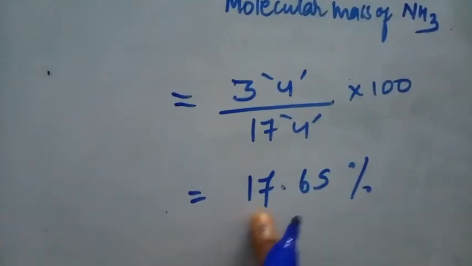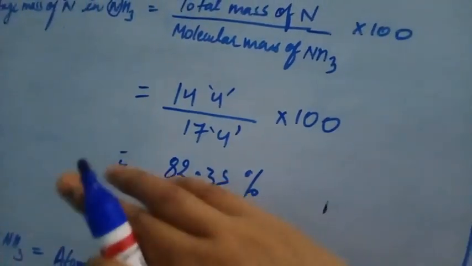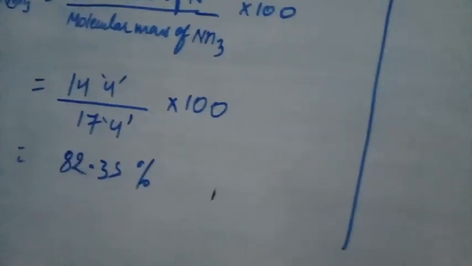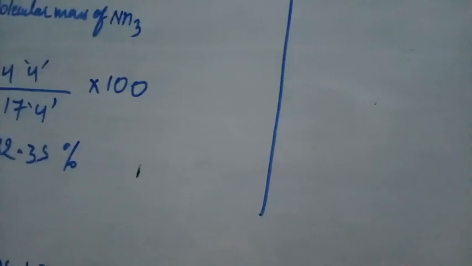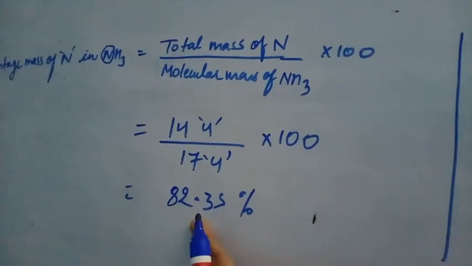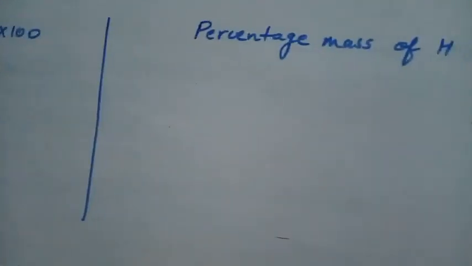Okay. So sometimes when you calculate, maybe you will get the value 17.645, something like that. And here also you would not get exactly, sometimes 82.356 or something we will get. So what you have to do is adjust the value, make the value accurate, so that when you add up the percentage mass of nitrogen and the percentage mass of hydrogen, it should come to 100%.